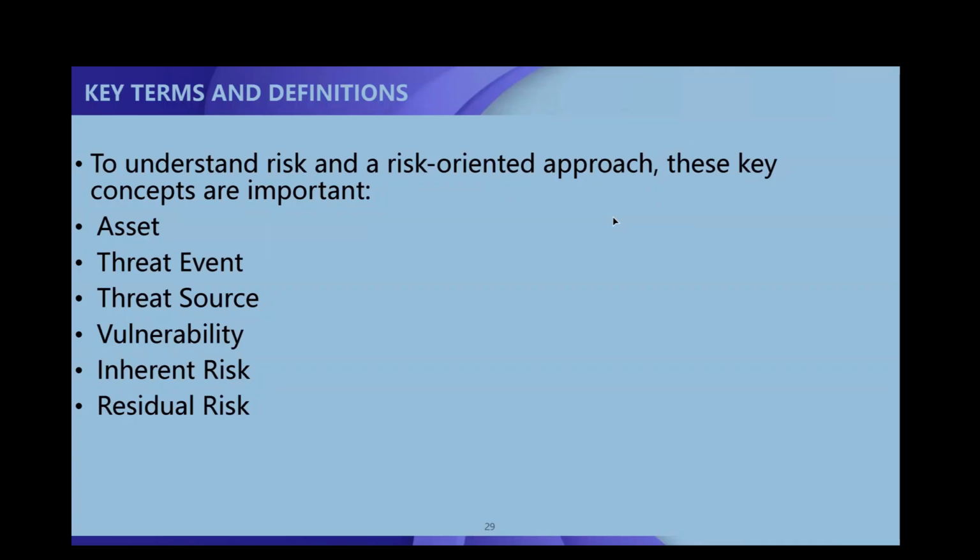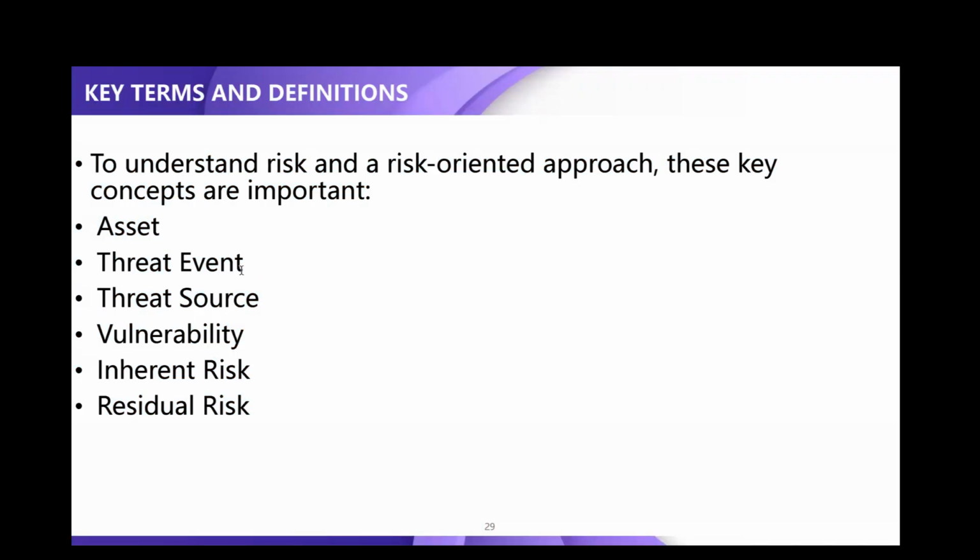Okay, so we'll be looking at the following terms and definitions: asset, threat event, threat source, vulnerability, inherent risk, and residual risk. I'll quickly explain what I mean by asset. An asset is anything that has value. It can be technological, it can be infrastructure, your servers, your network cables. It can also be personnel, staff. Anything that can be assigned a value is what we call an asset.